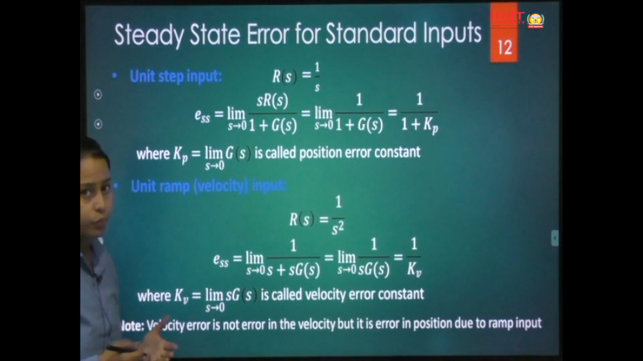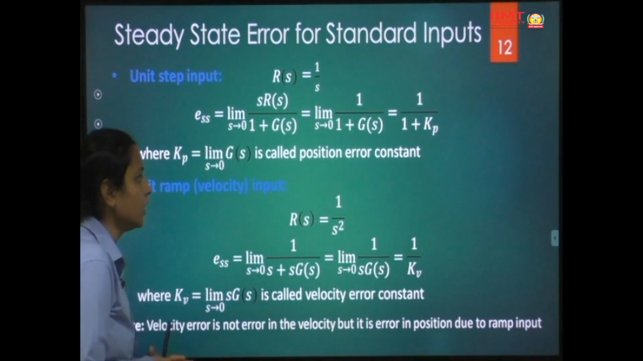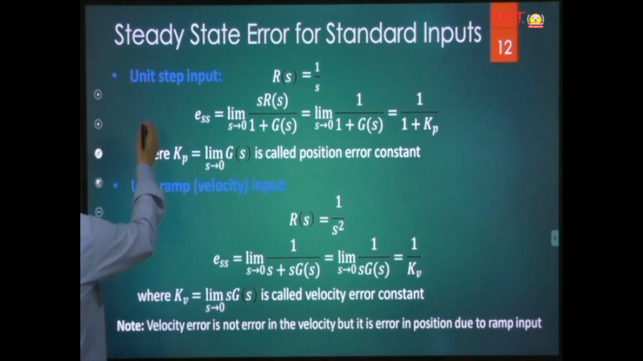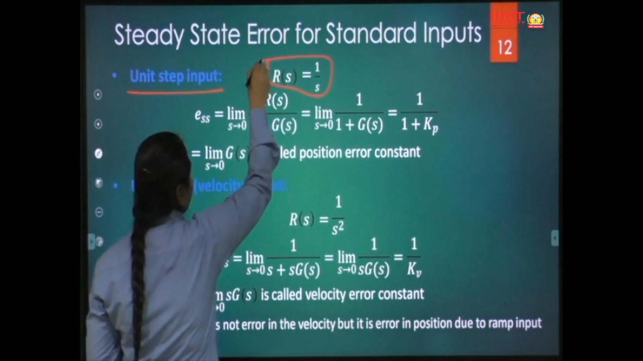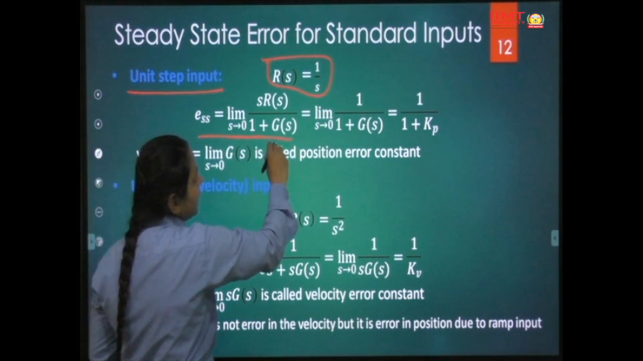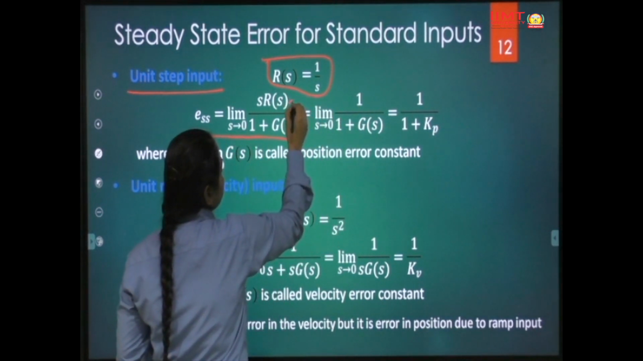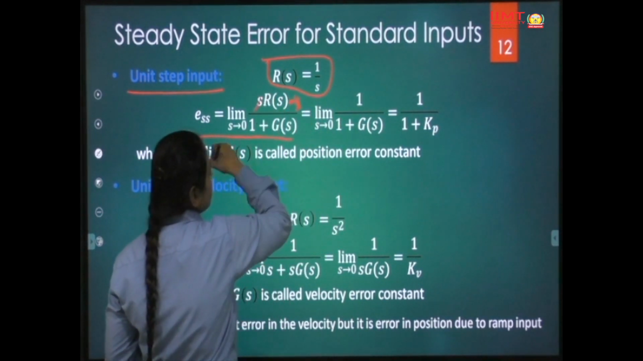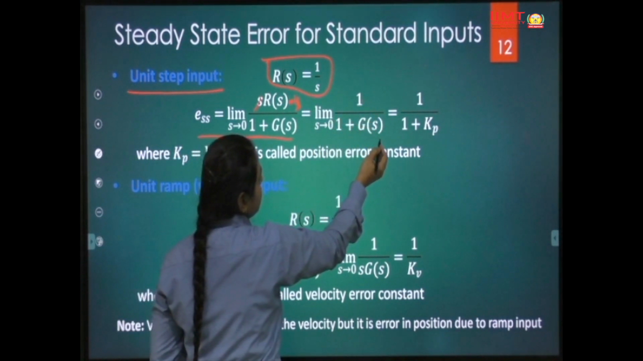So for different inputs, let's see what would be the steady state error of the system. Let's say the first one is the unit step input, when R(s) is equal to 1 by s. If we put the value of R(s) as 1 by s in this equation, we get limit s tends to 0, R(s) we have kept as 1 by s, so s would get cancelled by s. So we get limit s tends to 0, 1 upon 1 plus G(s)H(s).